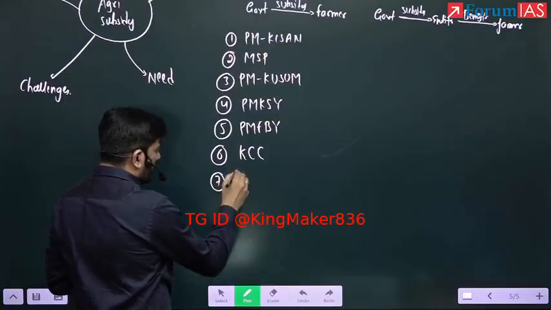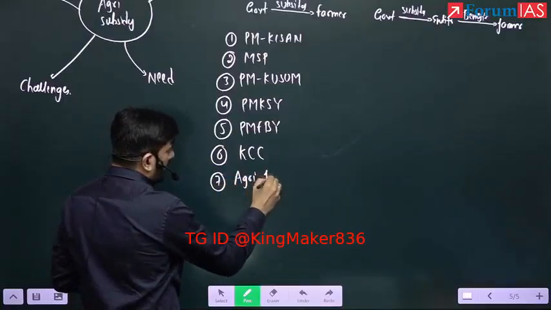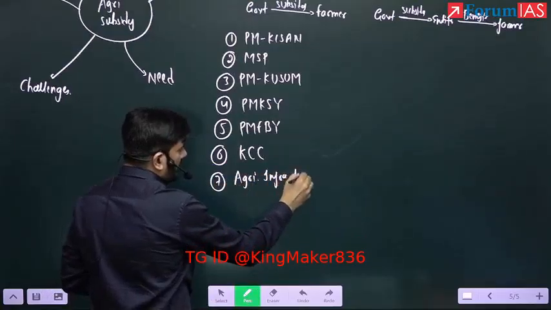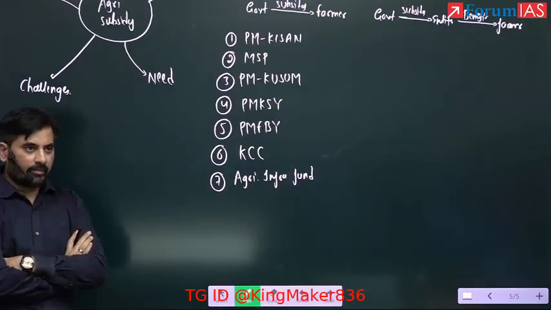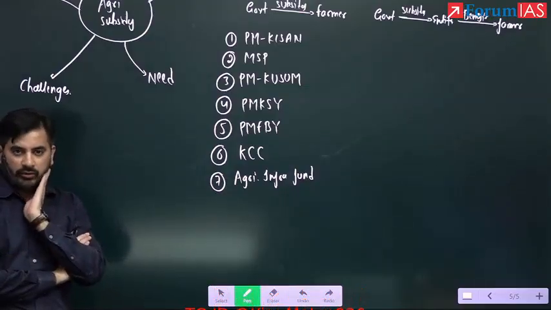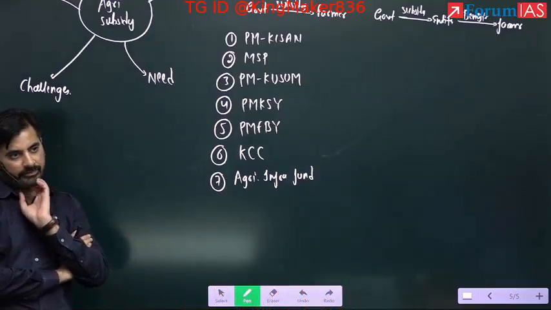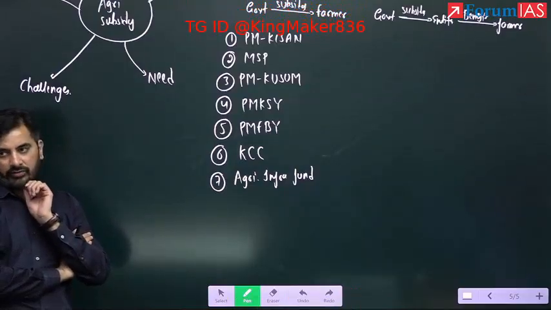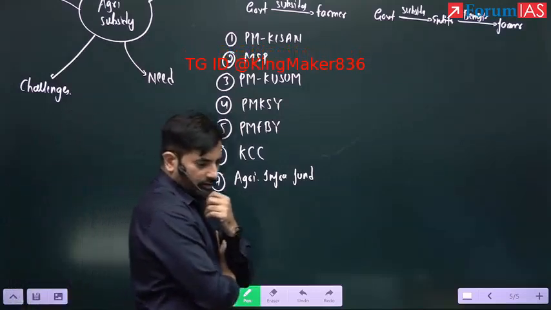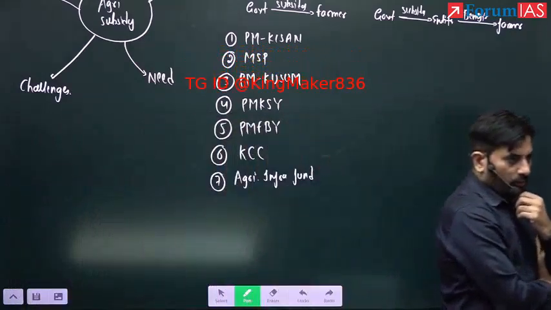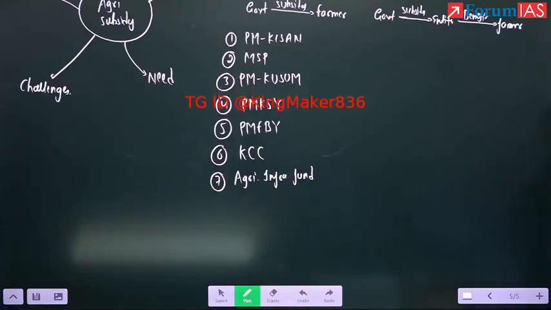Then we have Agriculture Infrastructure Fund. Agri Infrastructure Fund. Put a hyphen. Cheaper loans to farmers for construction of post-harvest infrastructure, such as godowns.